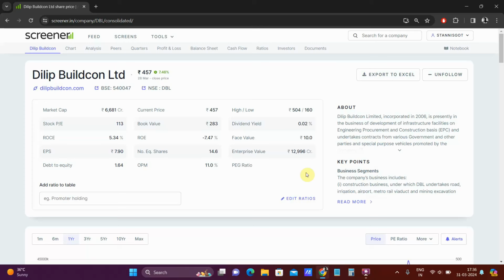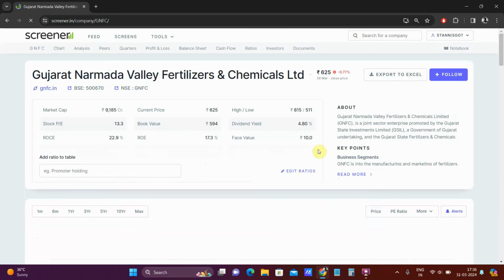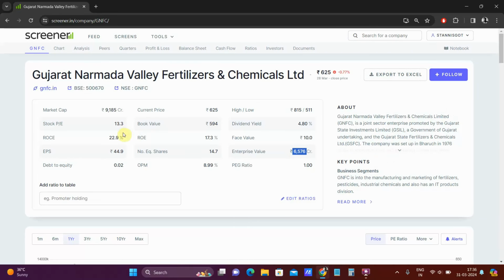So in such cases, or else in all the companies, for example, if you look at GNFC, there the enterprise value is actually lower than the market cap of the company. So how is this possible? If the company is cash rich, there is no debt. On top of that, if the company is having like 2,500 crores of cash, then if I have to buy Gujarat Narmada Valley Fertilizers and Chemicals tomorrow, I would only be shelling out 6,576 crores to buy the whole company. So this is actually a good thing for an investor if the company is cash rich, right?